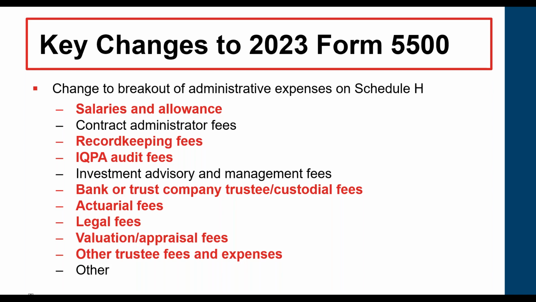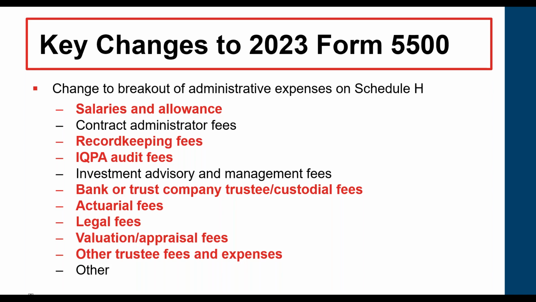Then record keeping fees are fees that are record keeping or accounting fees that are not contract administrator fees, and also not independent qualified public accountant audit fees, because those fees, as you see on the screen in the next category, are required to be reported as their own separate line item. Investment and advisory fees are the same as they were before. In previous years, you would have to report those as well. And then we get into a group of various fees: banker, trust company, trustee, custodial fees, actuarial fees.